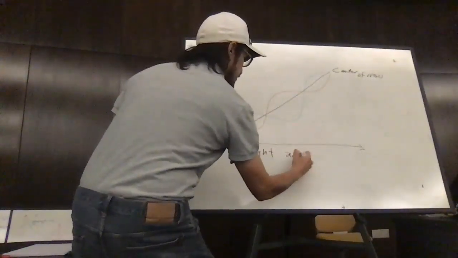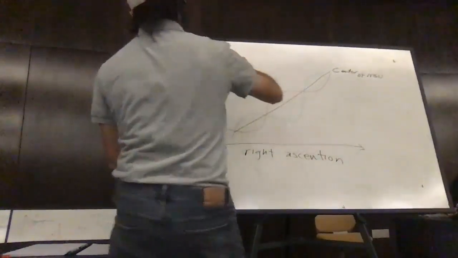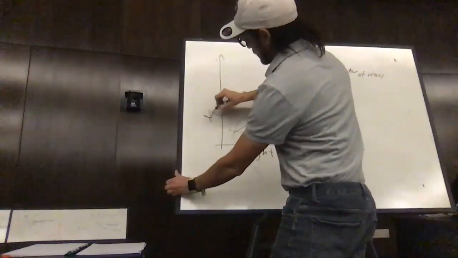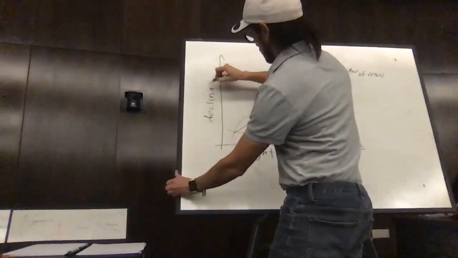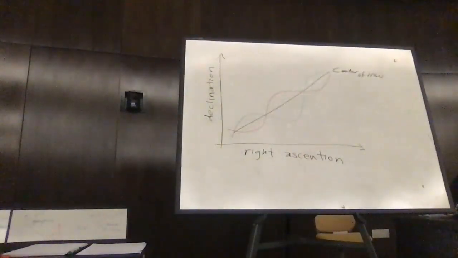The axes are the right ascension and the declination. Have you heard about those terms? What do they mean?